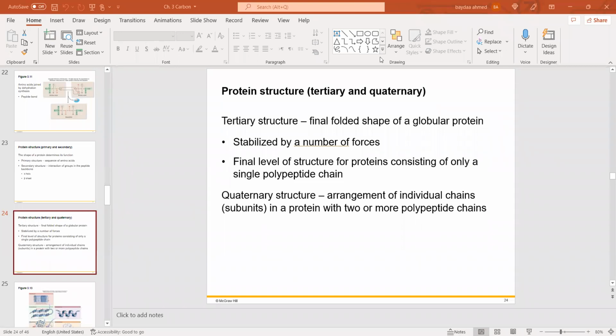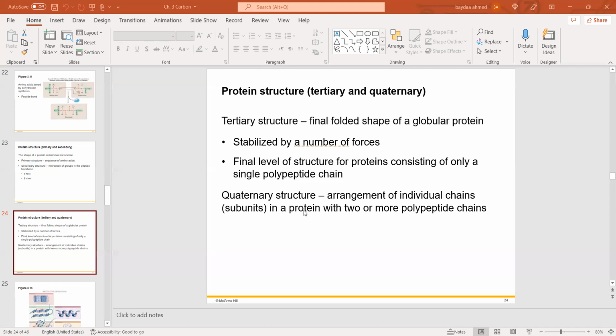The final folded shape of a globular protein is called a tertiary structure. The tertiary structure of a protein is stabilized by a number of forces, including hydrogen bonding between R groups of different amino acids, electrostatic attraction between R groups with opposite charge, hydrophobic exclusion of nonpolar R groups, and covalent bonds.